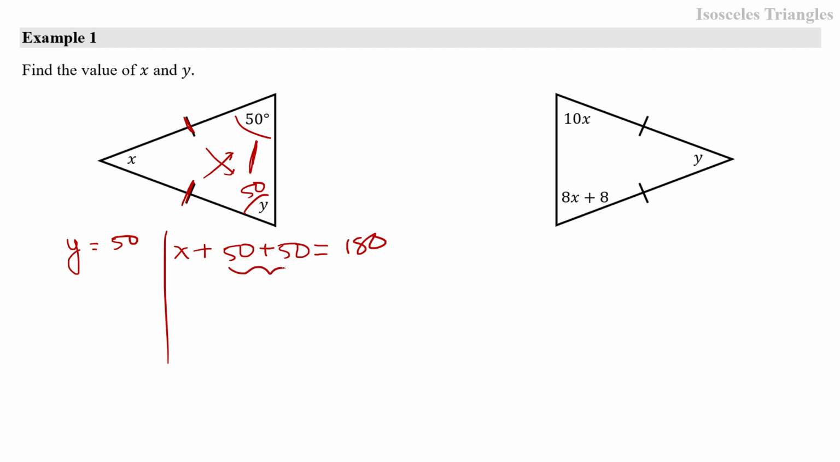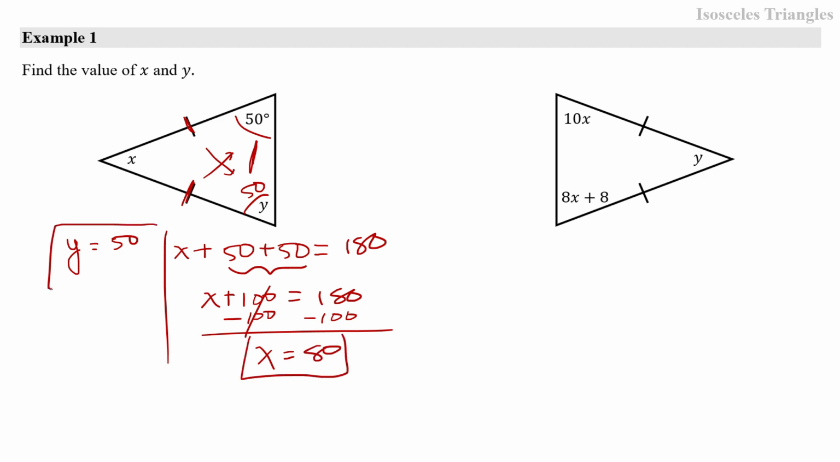Now if I combine these two, which are like terms, I get 100. And then I can subtract 100 from both sides. This will cancel, and I get that x equals 180 minus 100, which is 80, and that's the measure of x. So there we go. We found x and y being 80 and 50.